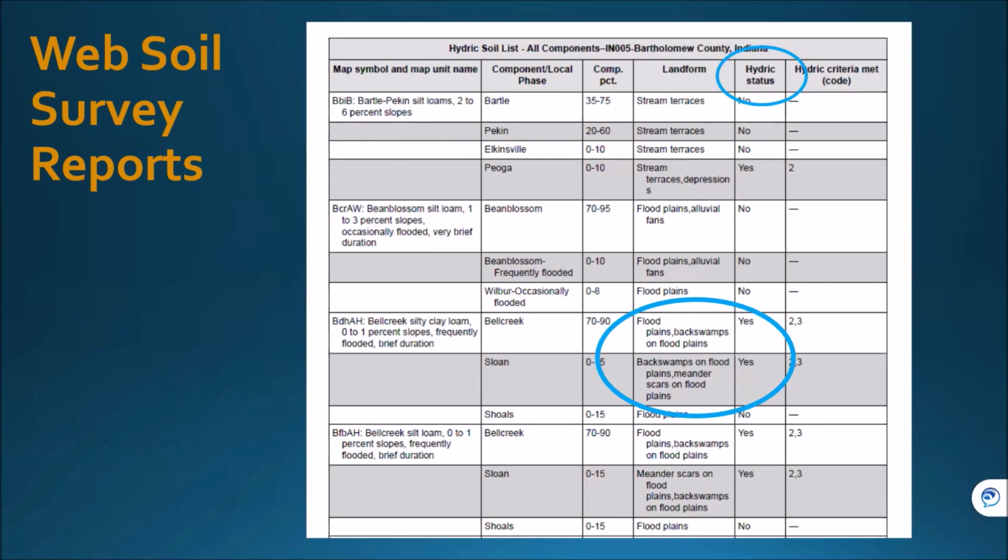Once again, here's the Bell Creek soil. This is in Bartholomew County, and you can also see that the hydric status for that soil is considered yes. Like I said, that's just some of the check boxes that we need to go through as we're going through the planning and application aspects of things. These are some of the questions that are going to be asked as you're going through the paperwork aspect of doing these types of plans and that sort of thing. Next slide.